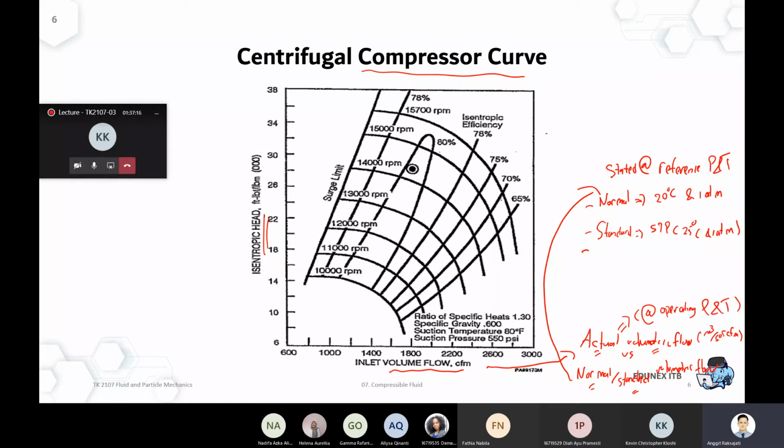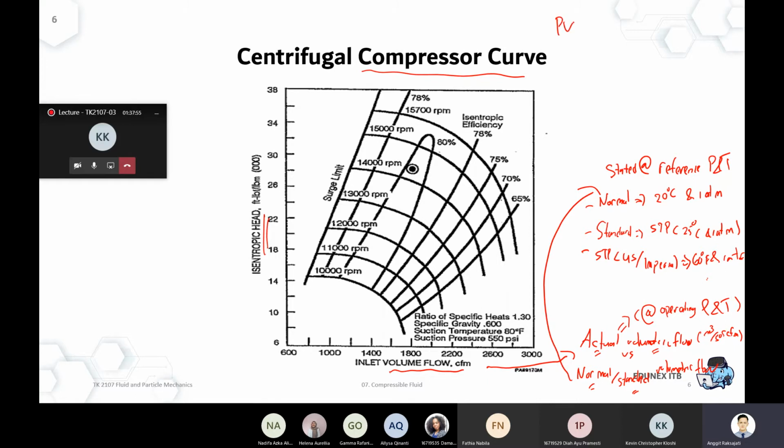What else? Now STP in the US. Okay, STP in the US is sometimes expressed in a different reference point. STP in the US or imperial system is stated in a different system. It is stated at 60 degree F, which is around 15 degrees C, and 1 ATM. And this is really important.